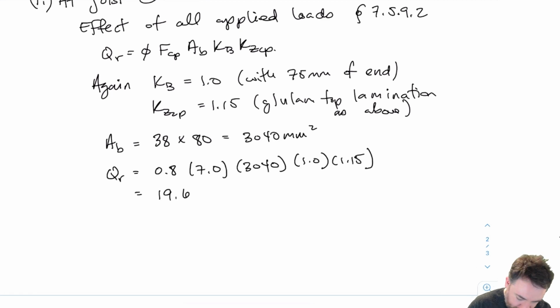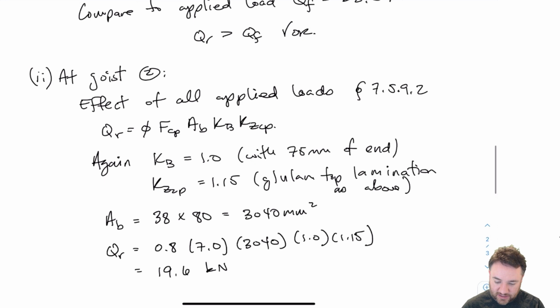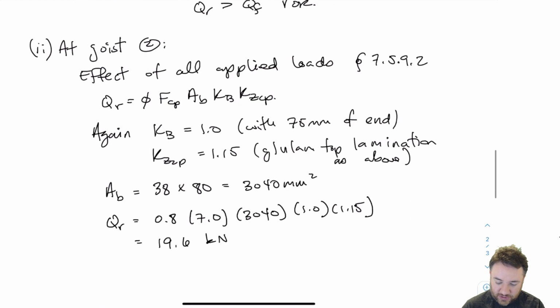And once I sub all that into my equation for QR, the effect of all applied loads bearing resistance equation, I get 19.6, which you'll notice is quite a bit less than last time. Last time was 41.2. Why? Because the bearing surface is now much smaller. It used to be 80 by 80, now it's only 38 by 80.